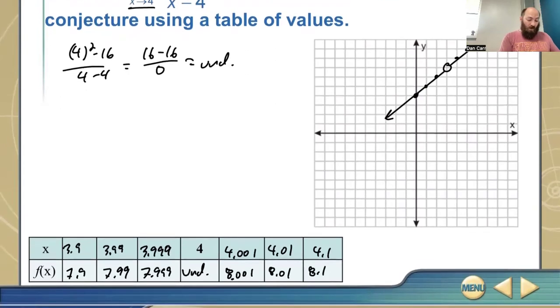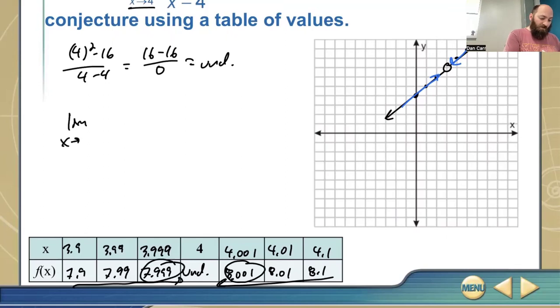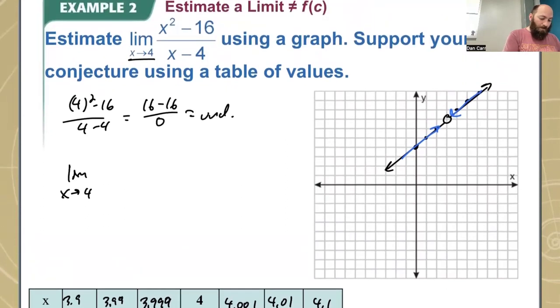Notice again, we are getting closer and closer to a number as we get towards this undefined spot, and that's okay in terms of limits. My graph is approaching from this way and approaching from this way. I'm getting closer and closer to a certain value. That value seems to be 8. So the limit as x approaches 4 of x squared minus 16 over x minus 4 equals 8. Even though the graph cannot actually cross at that point, the limit is still approaching it.